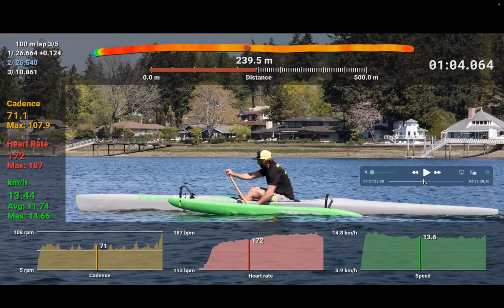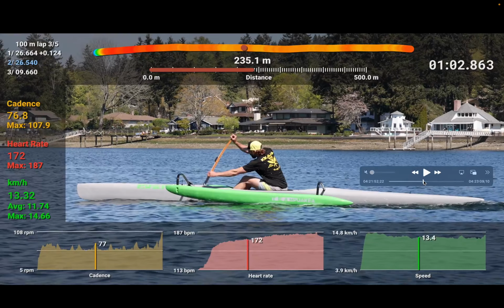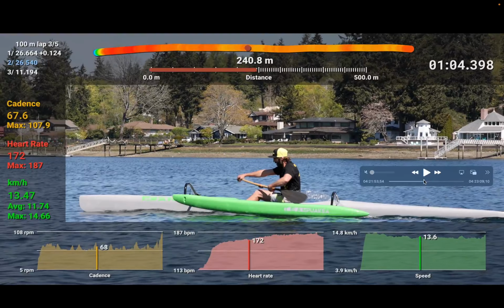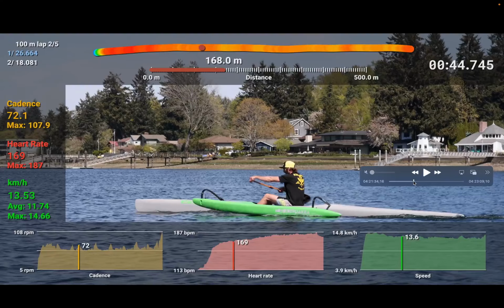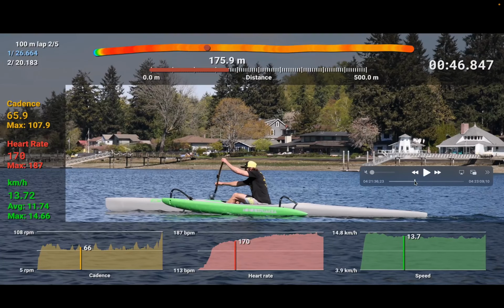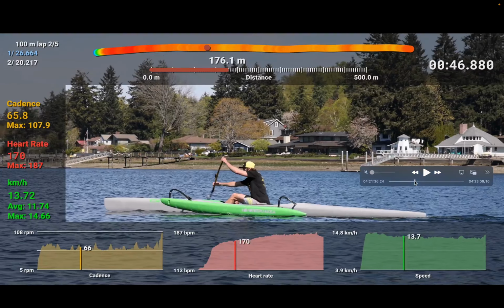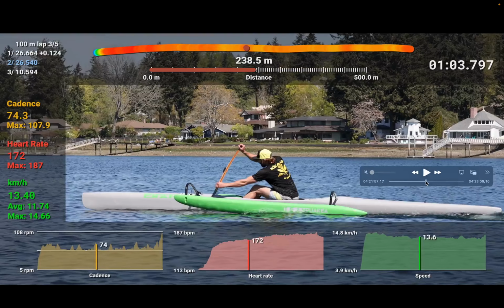So here's your biggest one, at the 200, almost the halfway mark, and your speed really isn't that different as a result of it. 13 kilometers per hour, 13.6. You were going faster here, like 13.6, at about a 66. I say a 65 stroke rate might be your optimal speed and cadence.